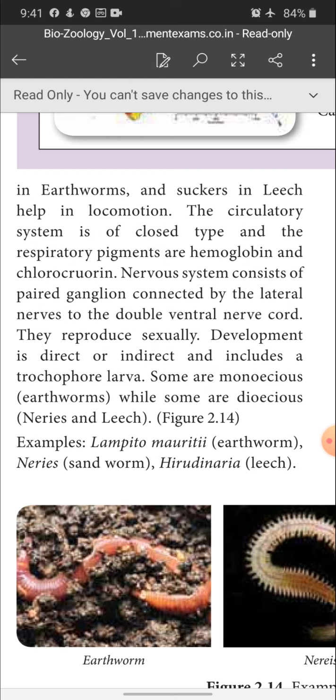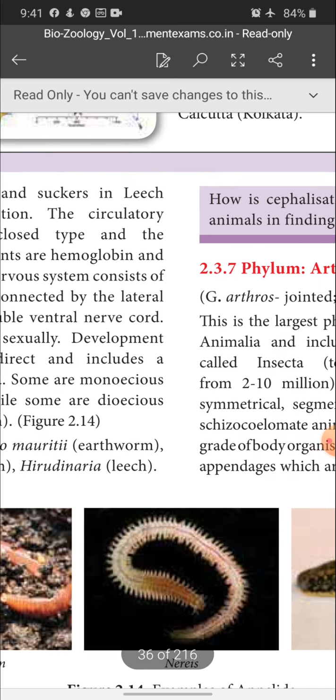cord. They reproduce sexually. Development is direct or indirect and includes a trochophore larva. Some are monoecious, example earthworm, while some are dioecious, nereis and leech. So dioecious means male and female sexes are present in separate animals. Example Lampito mauritii, earthworm, nereis, sandworm, Hirudinaria, leech.